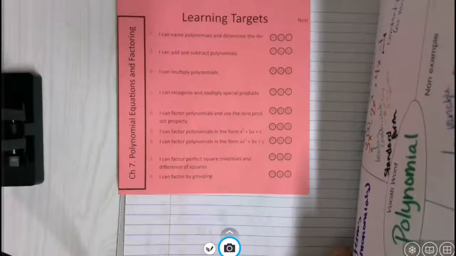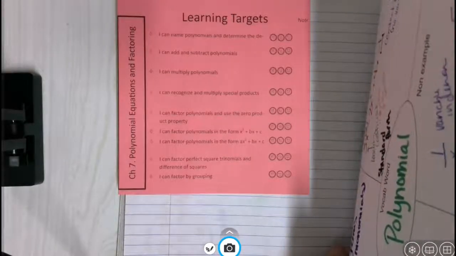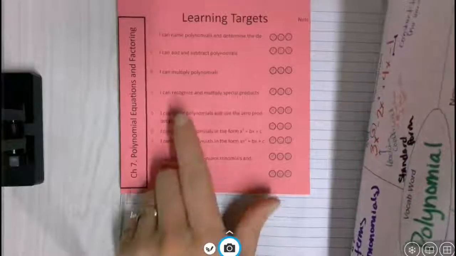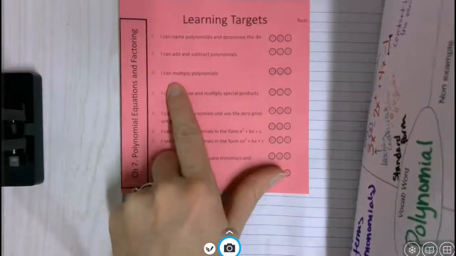All right, here we're looking at section 7.2, and really today we're just going to be multiplying polynomials. That is our big learning target for today. So today I have 3 different examples and 3 different ways to do this.